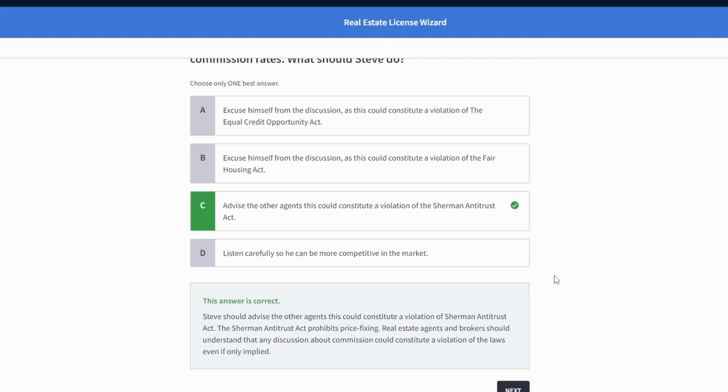So again, this is one of those ones where theoretically, you could leave this conversation, but is that the safest thing to do? No, because again, let's say there's a client there and they see that you were standing there and maybe you didn't do anything like that. That could put you at risk. So it's best to advise the other agents, hey, this is not right. That way it's on record that you said something, and that's the safest thing and the most correct thing to do. So that's the answer there.